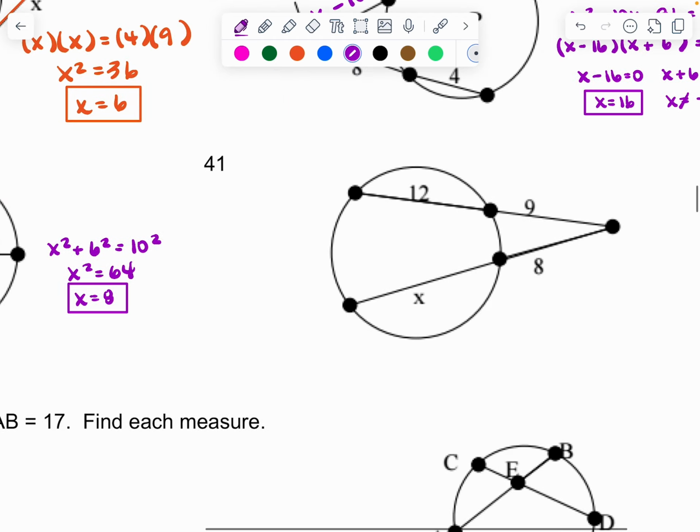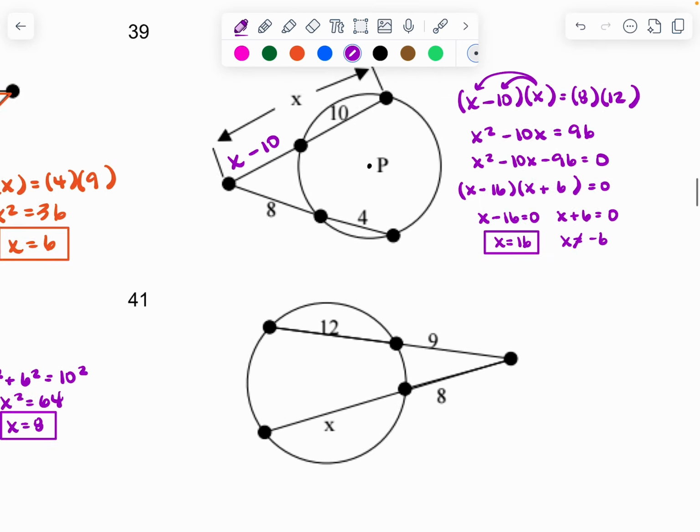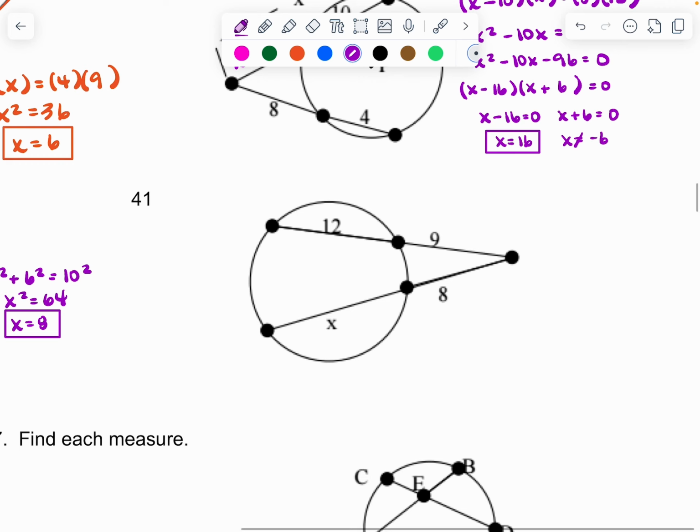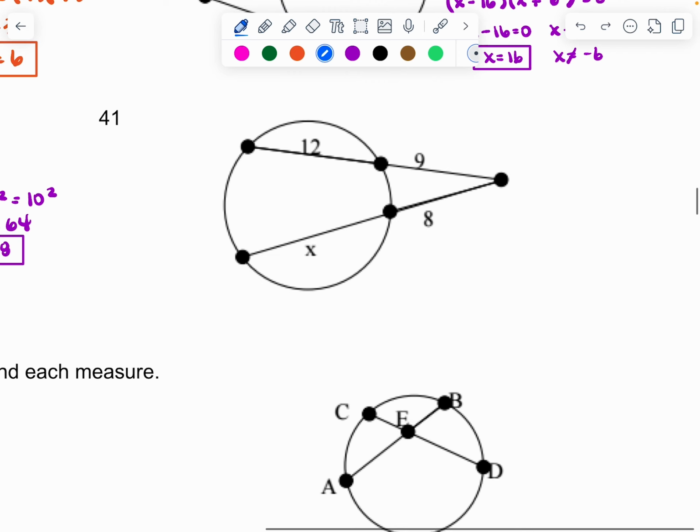Okay. All right, number 41. Well, this is more of the same of what we just did on numbers 38 and 39, right? These are two secants. We're looking for segment lengths. So we're doing outside times whole thing equals outside times whole thing. So I'm going to erase that mess I just made.